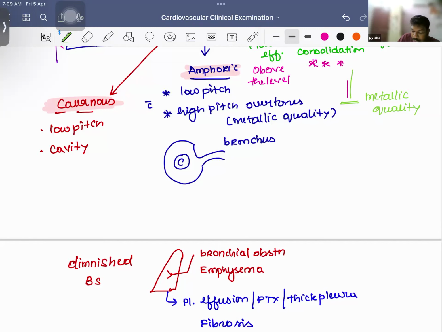Amphoric breath sound occurs whenever there is a large cavity communicating with the bronchus. Whenever there is a large cavity communicating with the bronchus, you are going to get amphoric breath sounds. Very very important thing, and this is something you must definitely say.